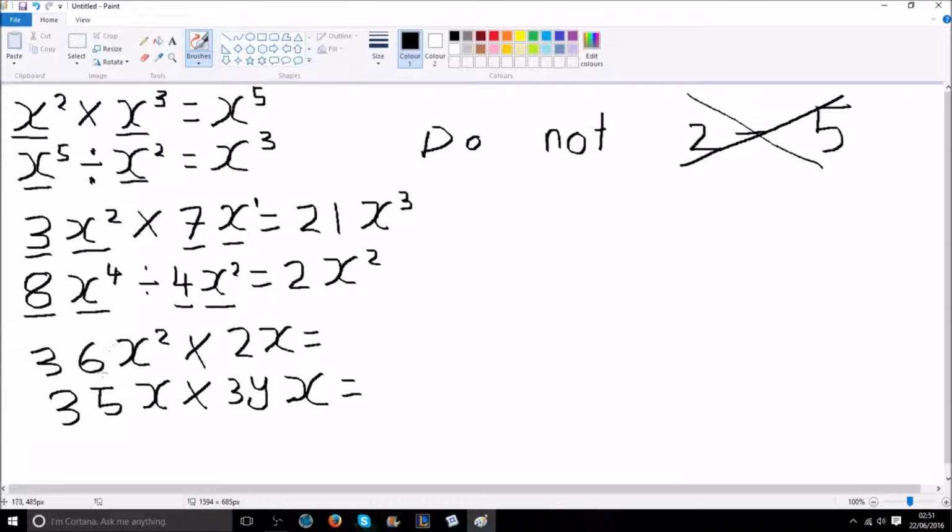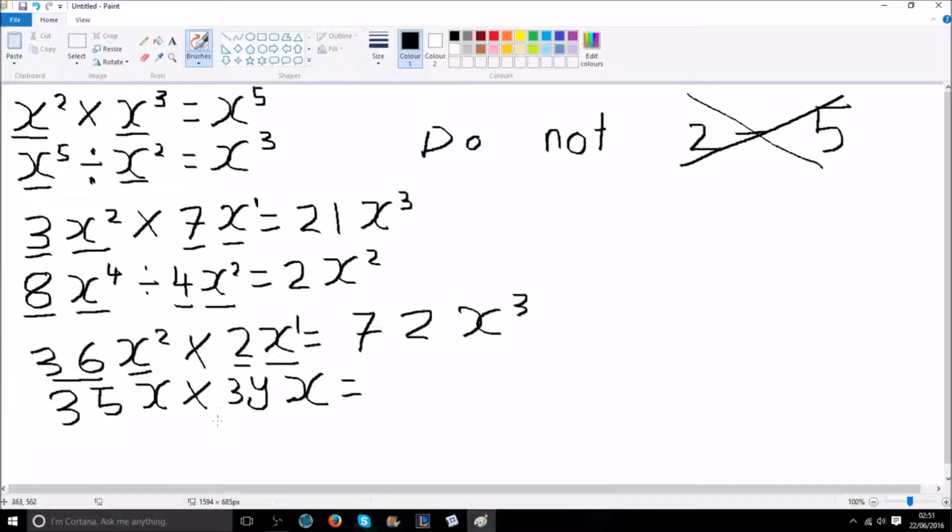So in this question, we do 36 times 2, which gives us 72. And then we just do x squared times x. And we should know that you can add the powers, so we get x to the power of 3. Now some people wouldn't add the powers because they would know straight away that x squared times x is x cubed. But if you didn't, you do 2 add 1, which is 3.